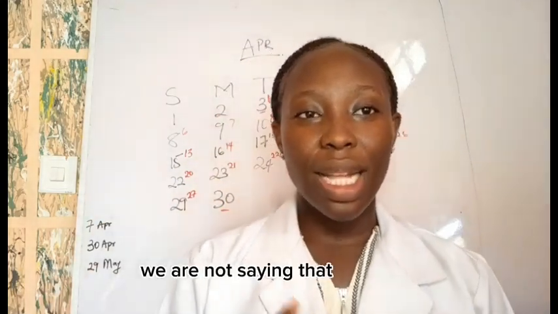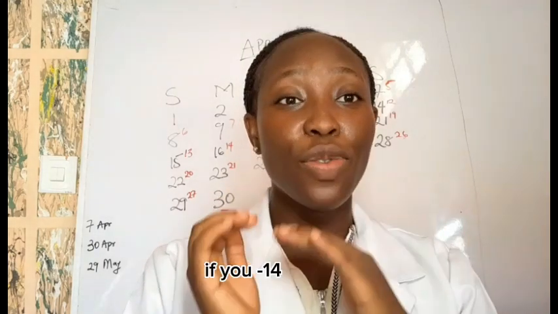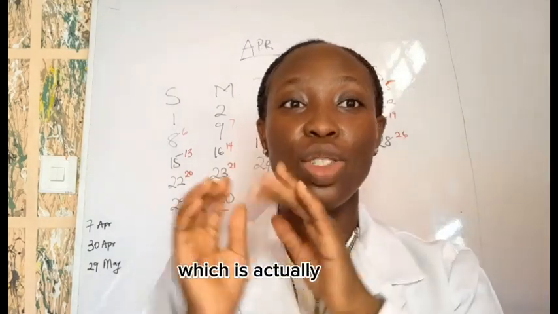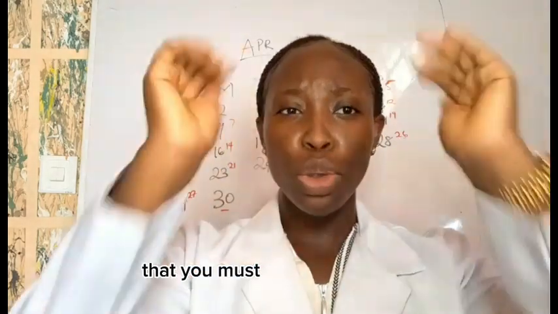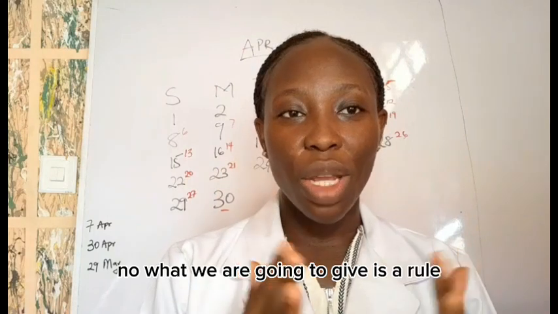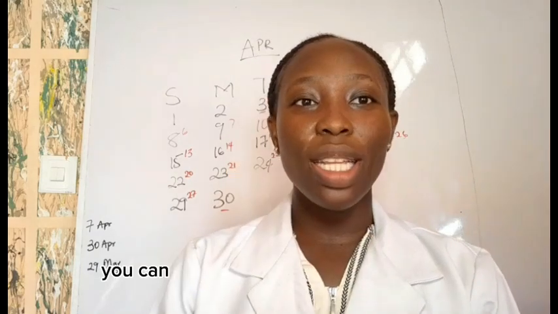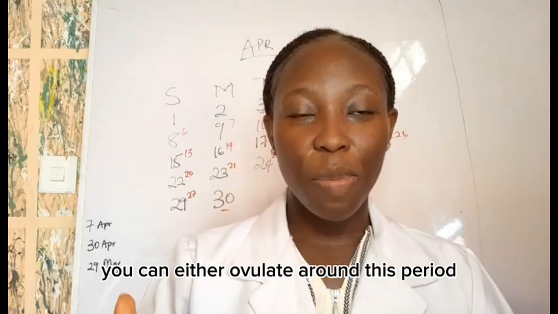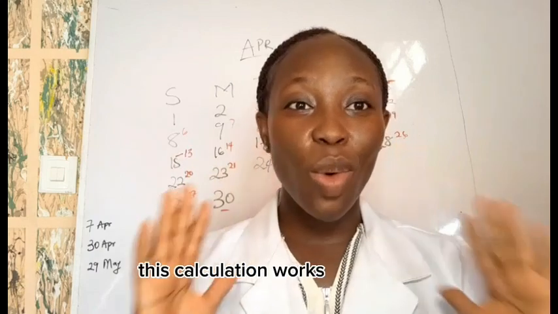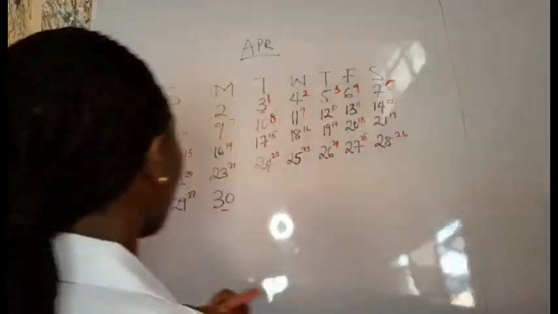So we are not saying that if you subtract 14 from 27, which is day 13, you must ovulate on day 13. No, what we are going to give is a range. So day 13 plus or minus 2. With this plus or minus 2, you can ovulate anywhere around this period, so this calculation works either way. Let me show you what I'm saying.